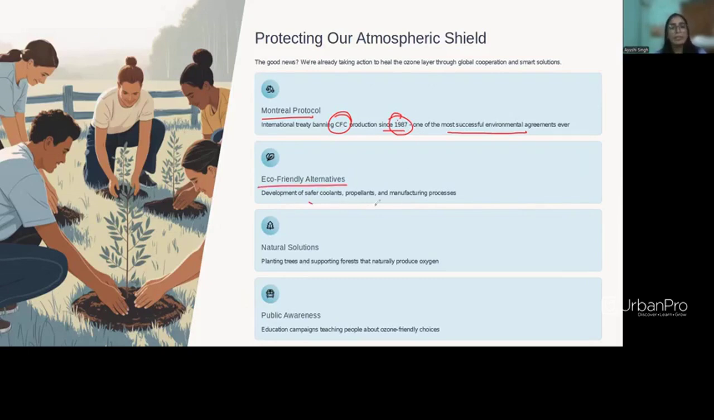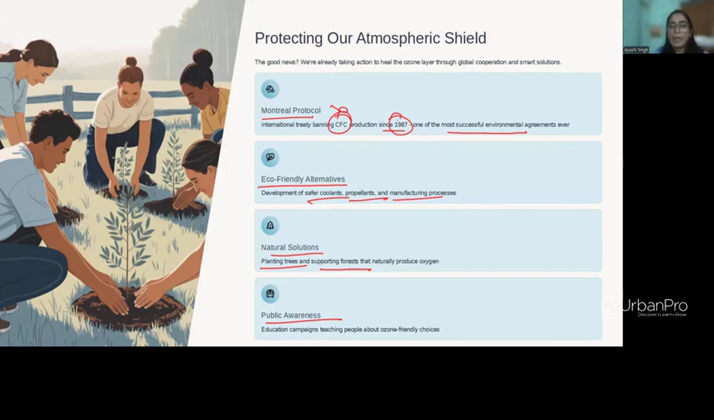You can use safer coolants and propellants, and change manufacturing processes so as not to use CFCs. Then natural solutions would be to plant more and more trees and support forests that naturally produce more and more oxygen. Public awareness, obviously: if you raise educational campaigns, more and more people will become aware of the situation and can make their own decisions or choices on a day-to-day basis.